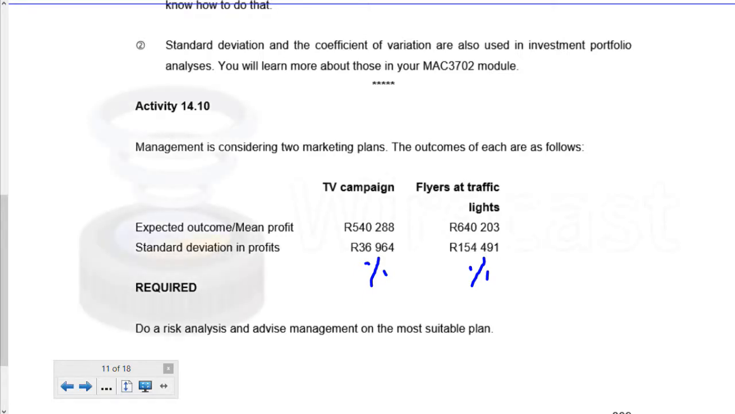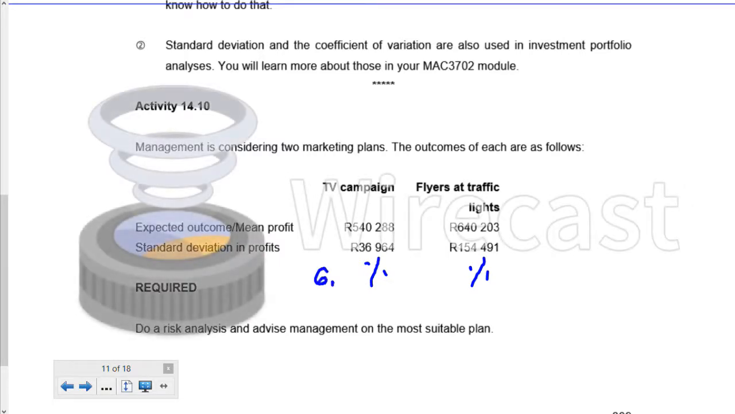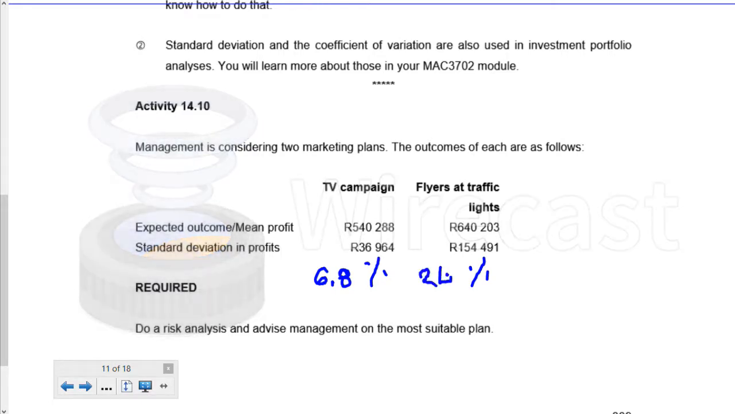Is the first one like 7%, something small like that? 6.8, yeah? That's fine. 24? Sure. Okay. So now which one's more risky? Yeah, Flyers is definitely more risky, isn't it?